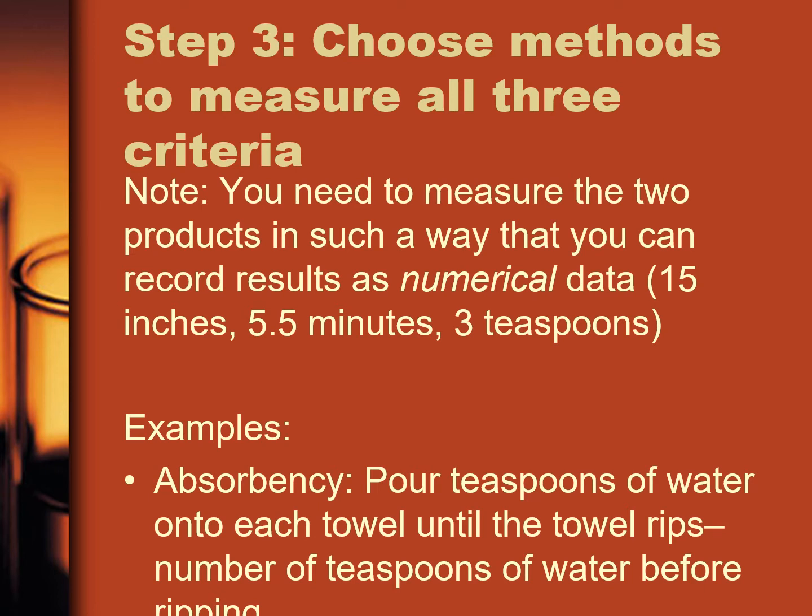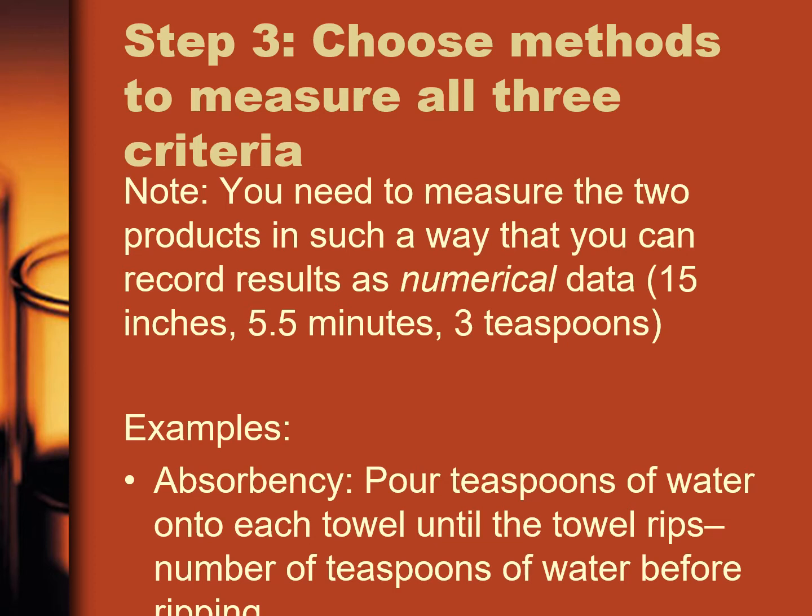So you need to measure the two products in such a way that you can record results as numerical data. So 15 inches, 5.5 minutes, 3 teaspoons. You're going to have to report on the results with numbers. So it needs to be an objective decision, not something like it tastes great, right? So don't do it on taste. It looks beautiful, nothing like that. It needs to be something that's objective, so numerical data.